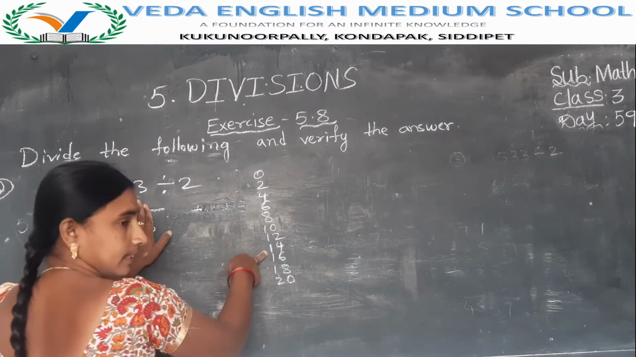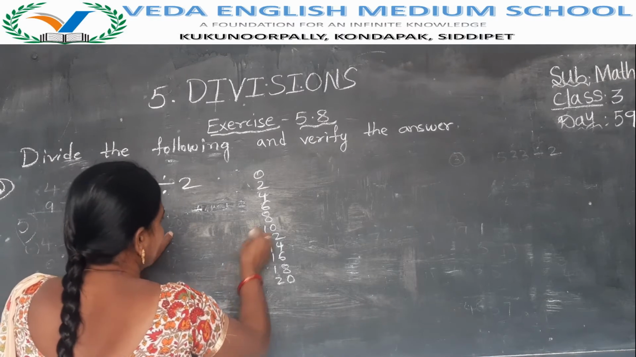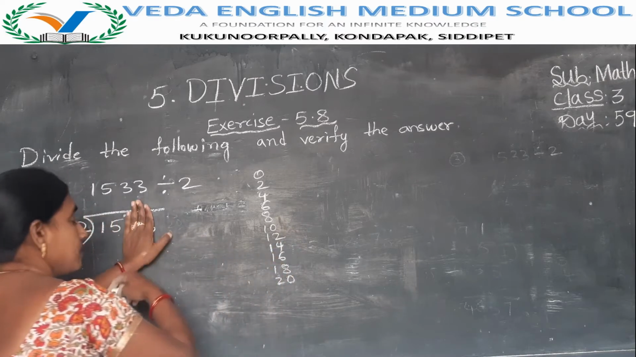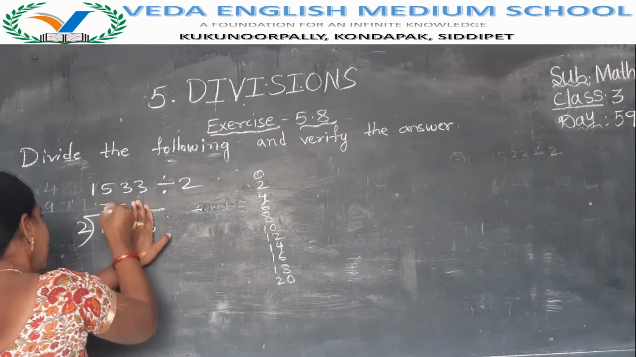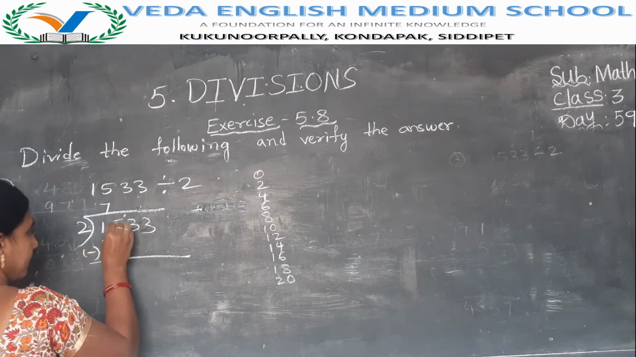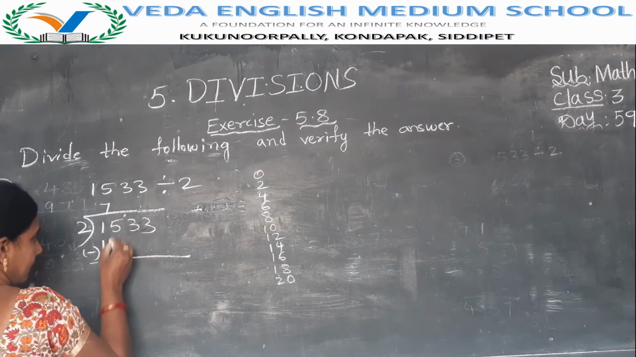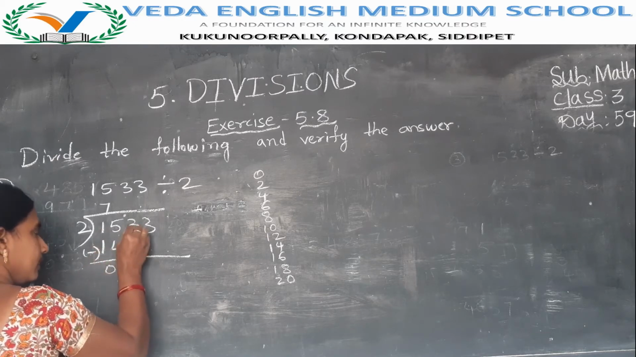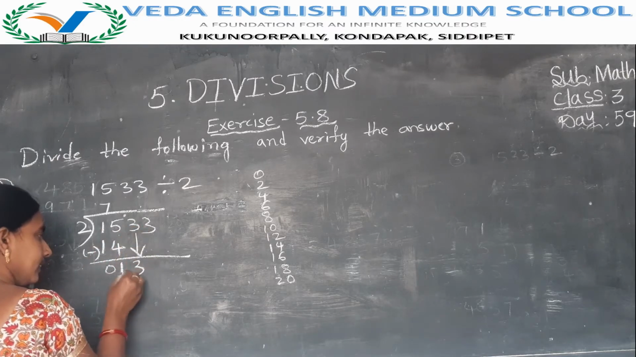So the nearest number here is 14. How many times 2 is 14? 1, 2, 3, 4, 5, 6, 7. 7 times 2 is 14. 2 7s are 14. So now do the subtraction. 15 minus 14 is 1. 5 minus 4 is 1. 1 minus 1 is 0. Now bring this down, that is 13.